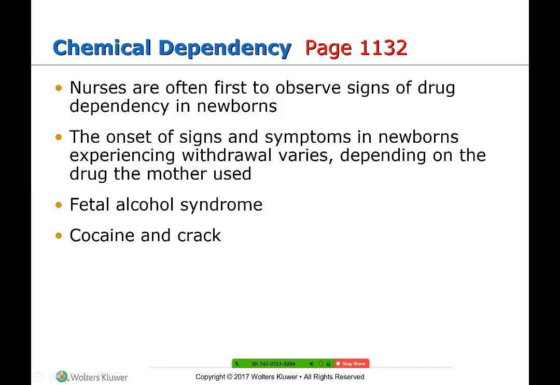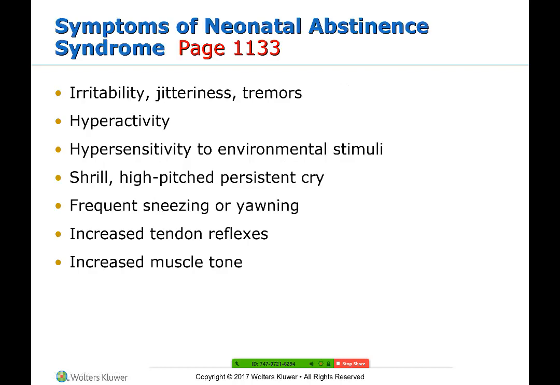So going on to this next one, here it is just showing signs and symptoms of neonatal abstinence syndrome. So irritability, jitteriness, tremors, hyperactivity, hypersensitivity, shrill, high-pitched, persistent cry, frequent sneezing or yawning, increased tendon reflexes, and increased muscle tone. Not a very happy baby.